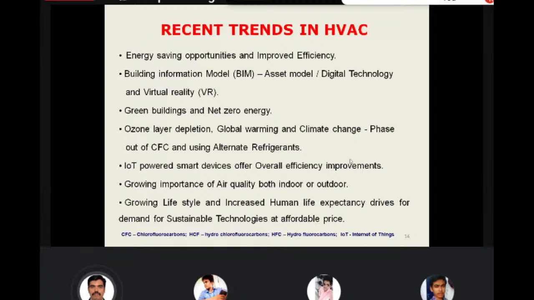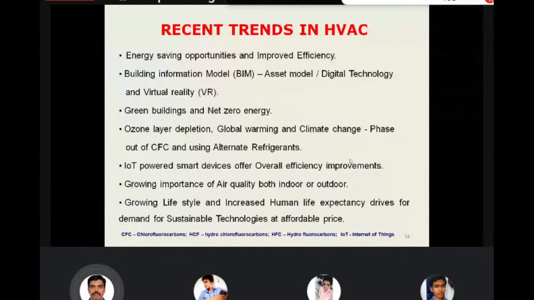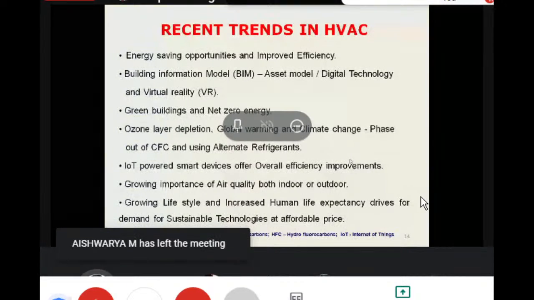Even 20 years back, if you had an air conditioner, it maybe looked like a luxury. Now it has become day to day, like you have a bike, you have a TV. It has become very common, not something luxury. So growing lifestyle and increased human life expectancy. People say life expectancy is also increasing, so they are going for an air conditioning environment. So we need sustainable technologies at affordable prices. These are all the trends, entirely I can see, happening in the current HVAC industries.